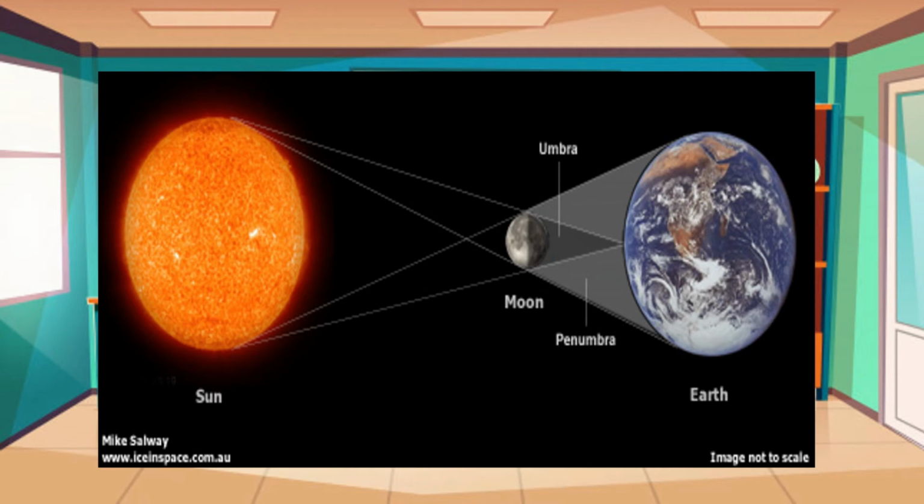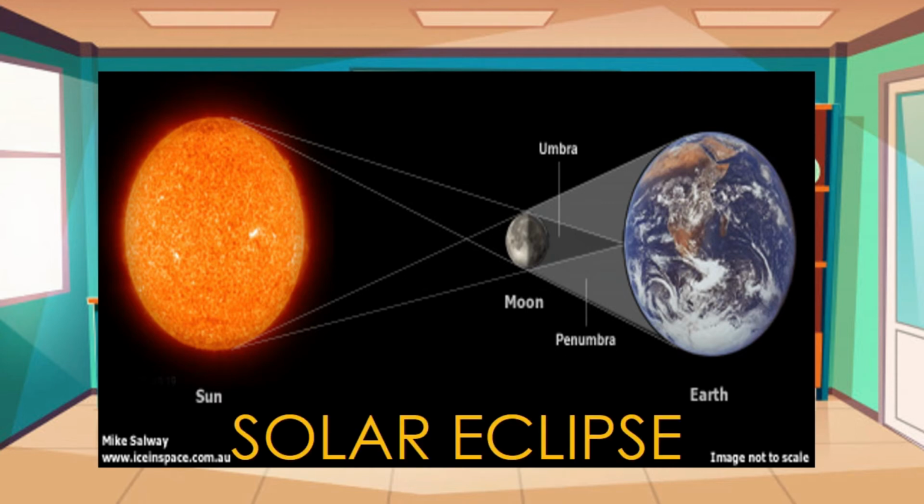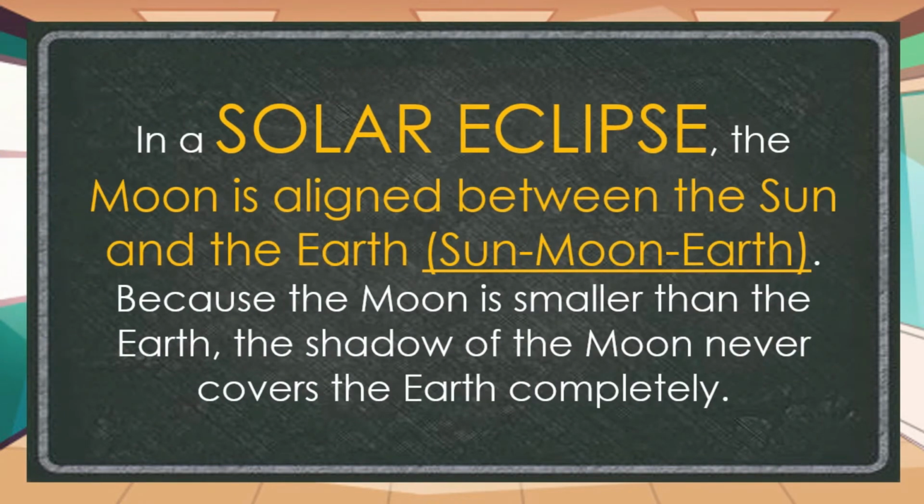When this happens, a solar eclipse is formed. In a solar eclipse, the moon is aligned between the Sun and the Earth. Nangyayari ang solar eclipse kapag ang buwan or moon ay napapagitnaan ng araw at ng Earth. Because the moon is smaller than the Earth, the shadow of the moon never covers the Earth completely.